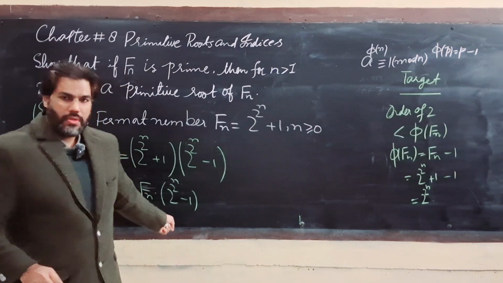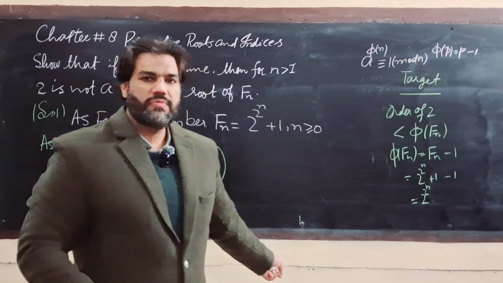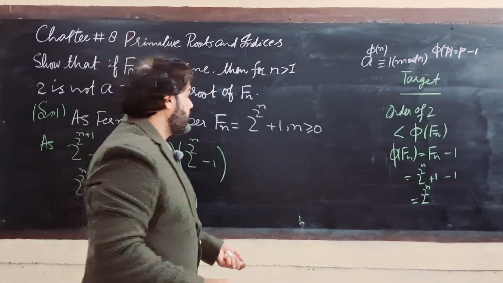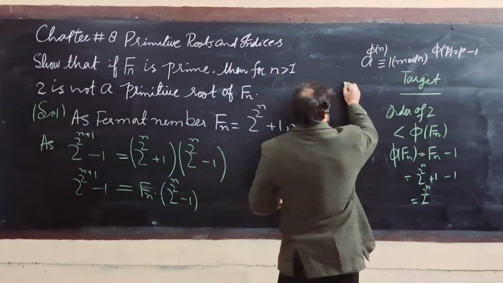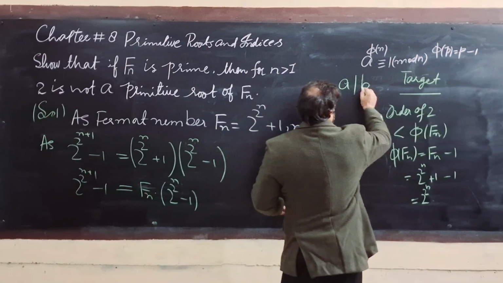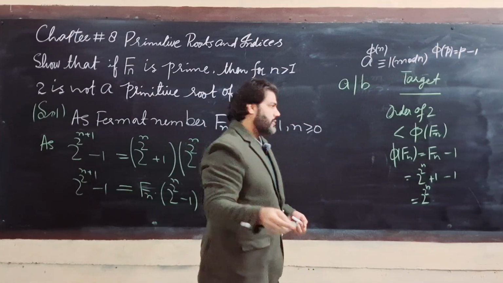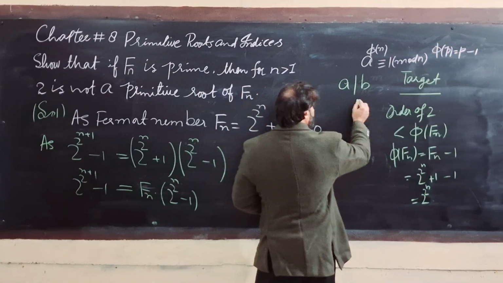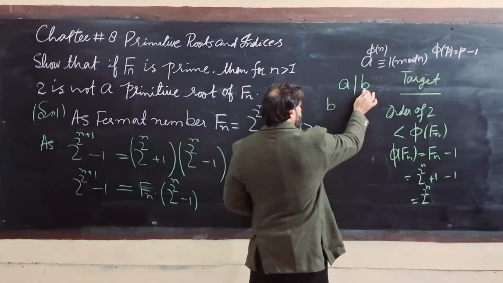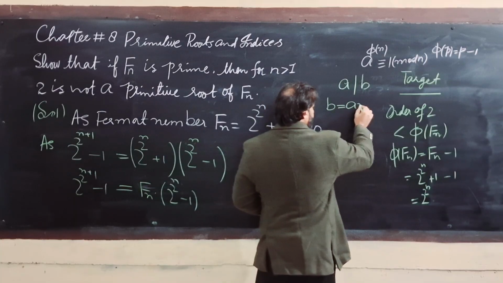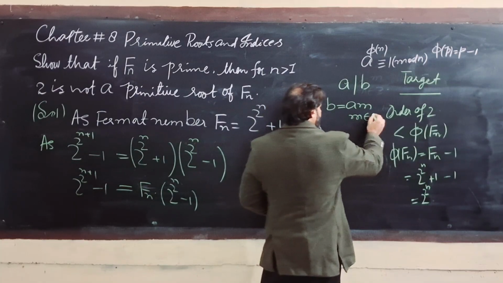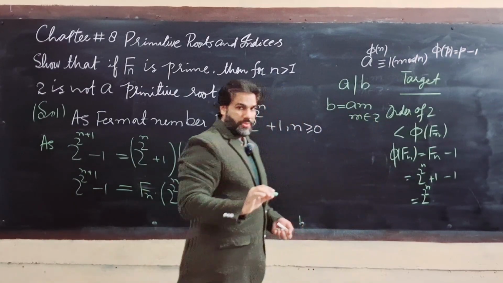This equation actually fulfills the definition of divisibility. What was the definition of divisibility? A number A is called a divisor of B, or B is divisible by A, if there exists an integer m such that B can be written as the product of A and m, where m is an integer. This is the definition of divisibility.